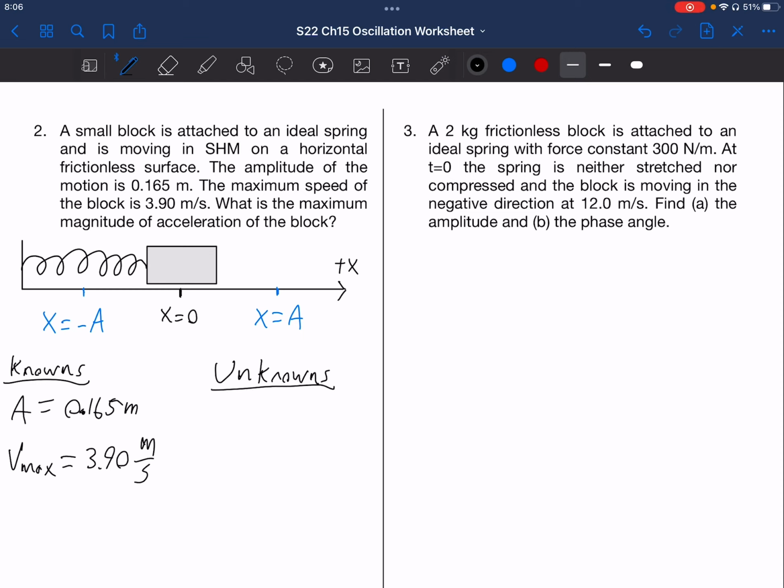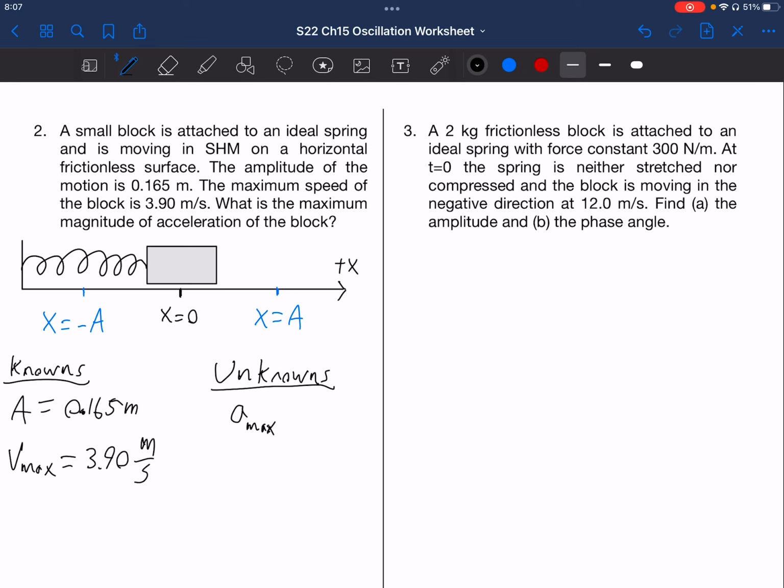The unknown they told us in the problem is the acceleration of the block at a specific moment, which is the maximum acceleration. So whenever that happens, that's what we want to know. We know the acceleration is going to be changing because the force of the spring changes based on your displacement. We want to know when is there the maximum acceleration and what is that maximum acceleration.